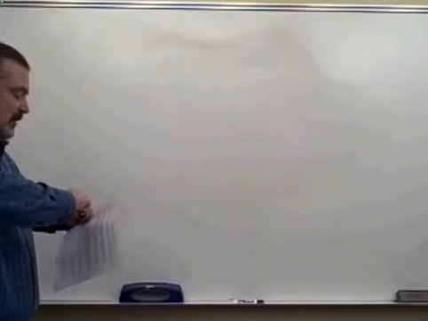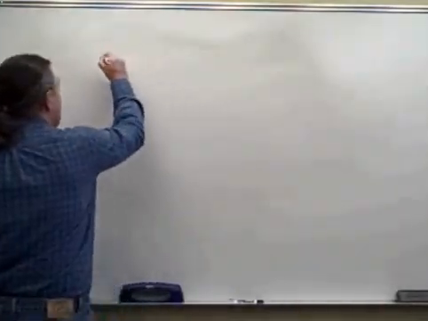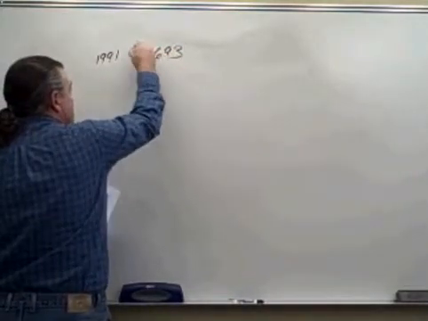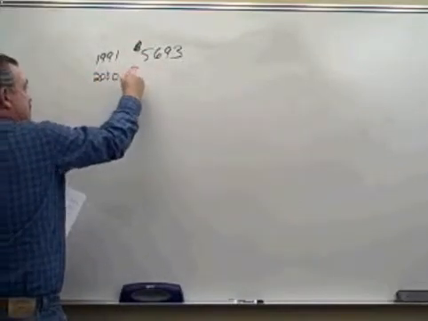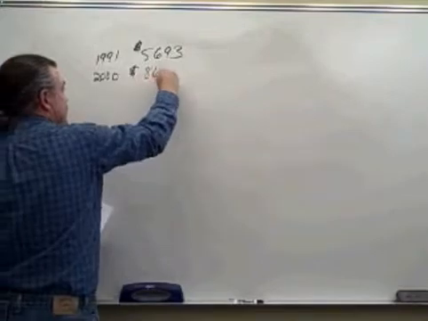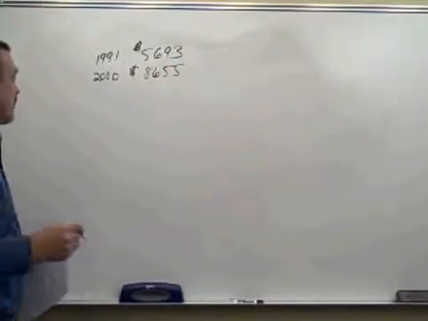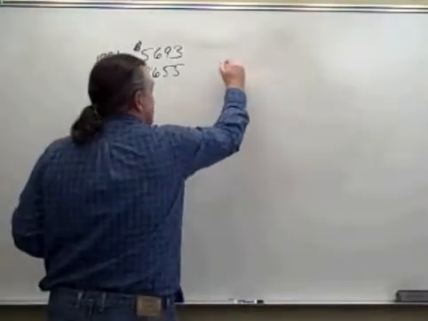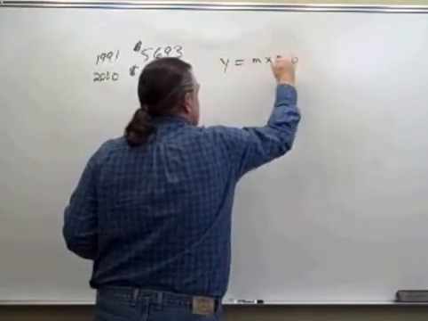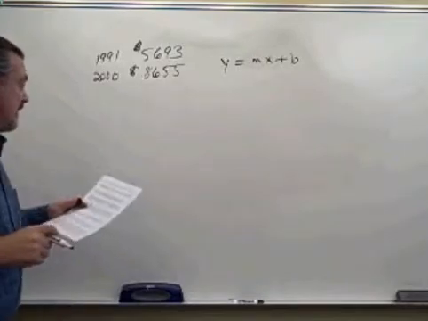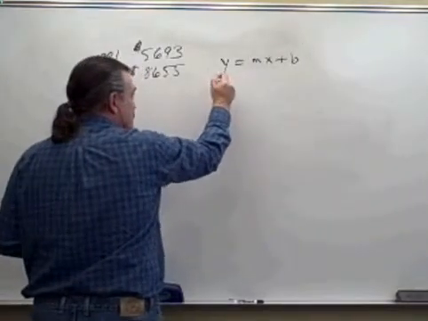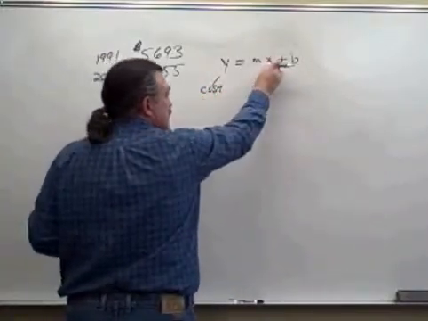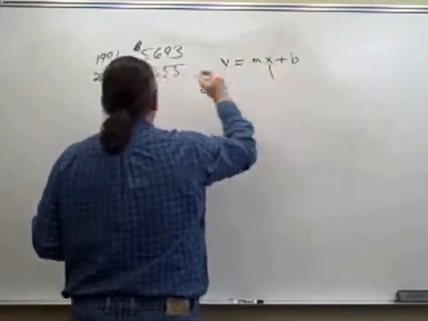So in 1991, the average annual cost was $5,693. And in 2000, that cost had gone up to $8,655. So this is the year, this is the cost. We want to write a linear function, a linear equation that relates cost. Okay, so the y is going to be our cost representative. That relates cost to the time since 1991.